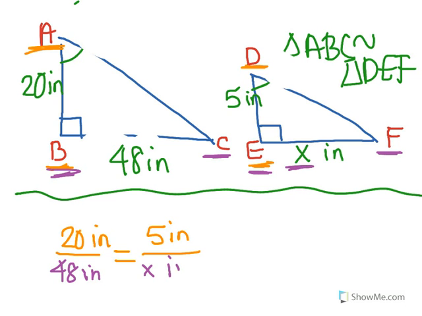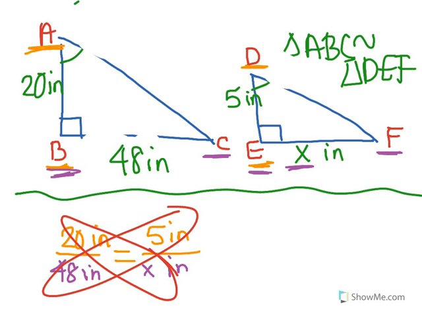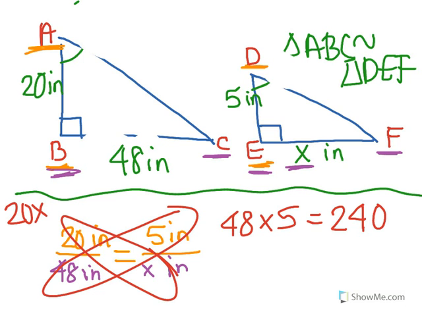Like any other proportion, I'm now going to circle my cross products. And I'm going to multiply those cross products. So 48 times 5 is equal to 240. And 20 times x is just equal to 20x. And I keep my equal sign there. So 20x, or 20 times x, is equal to 240.